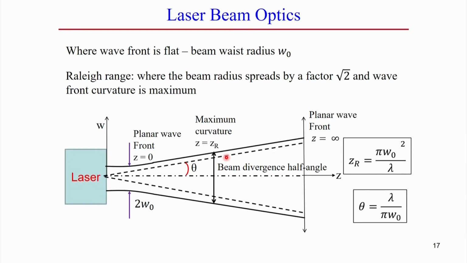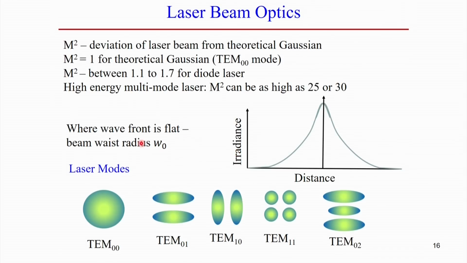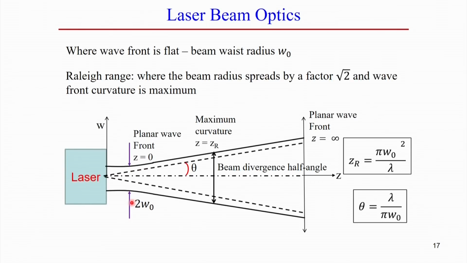So, from z equal to 0 to z equal to ZR, that is called the Rayleigh range. The waist diameter is where the wave front is flat, and the beam waist radius is basically w 0, or the diameter equal to 2 times w 0. Similarly, here it is the beam waist diameter, 2 w 0, and here you can see that from 0 to ZR represents the Rayleigh range in this case.